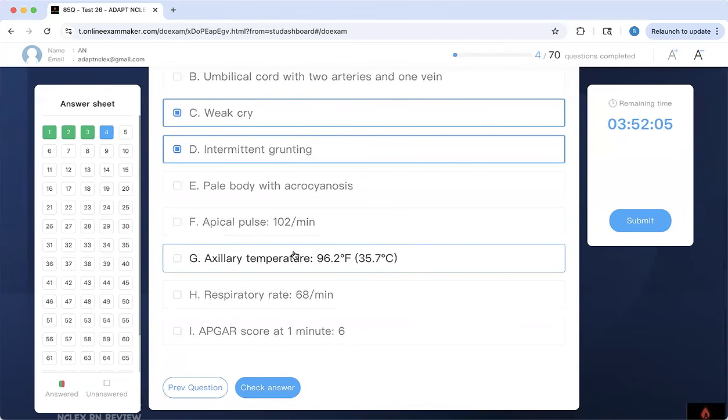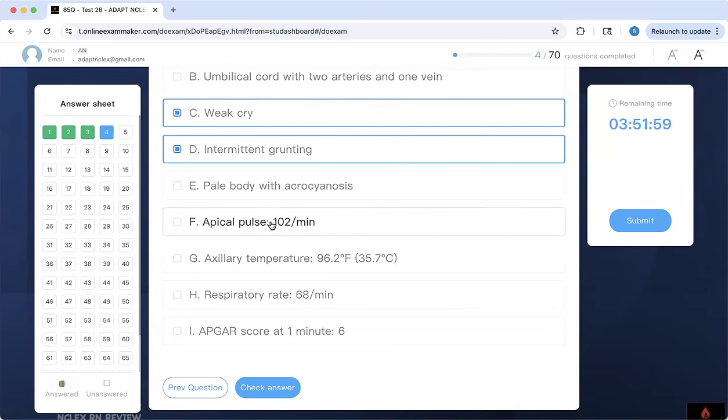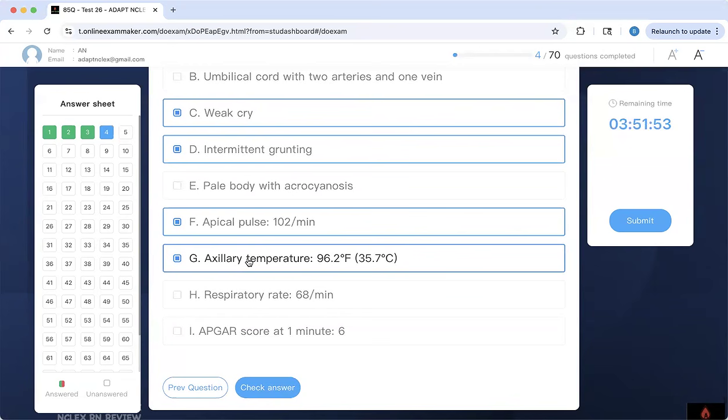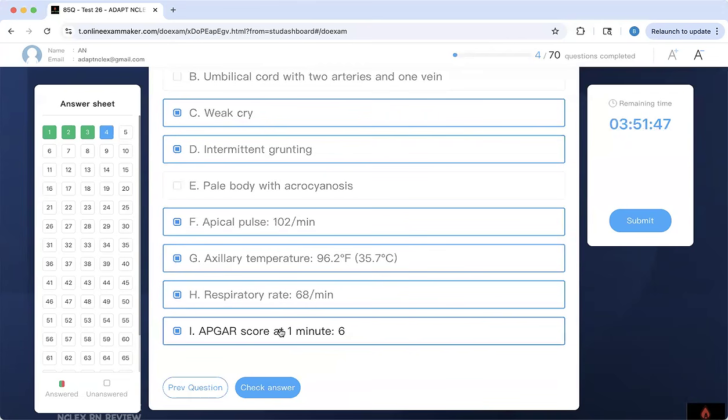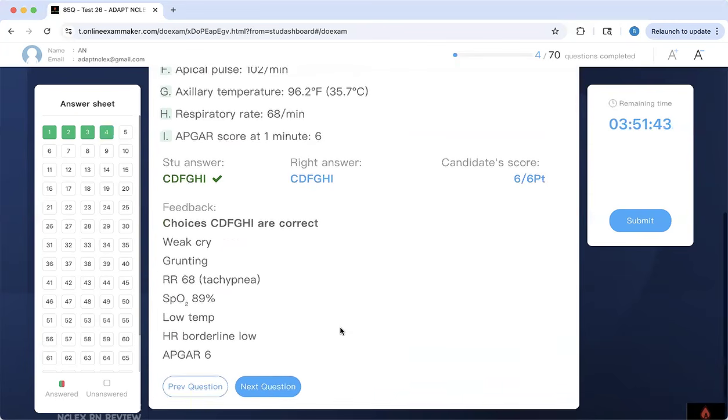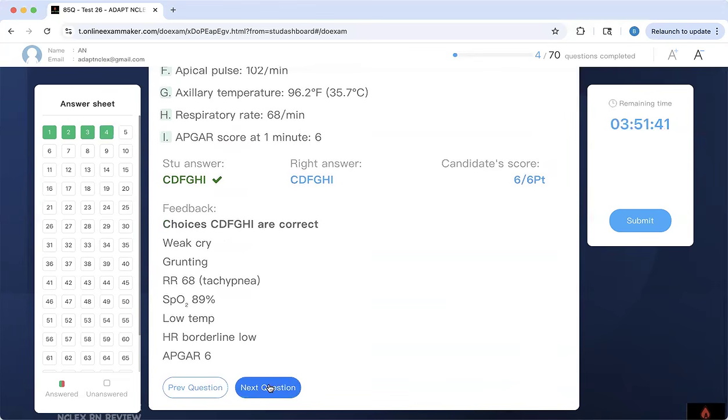Apical pulse of 102 looks normal. But remember, newborn heart rate is what? 110 to 160. This is bradycardia. Temperature 96.2 is hypothermia. Respiratory rate over 60, bad problem. Apgar score of 6, that's not normal. We've got to keep on doing it until we get something close to 9. Therefore, that's your answer.